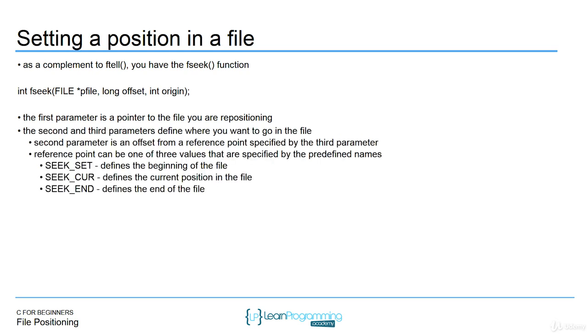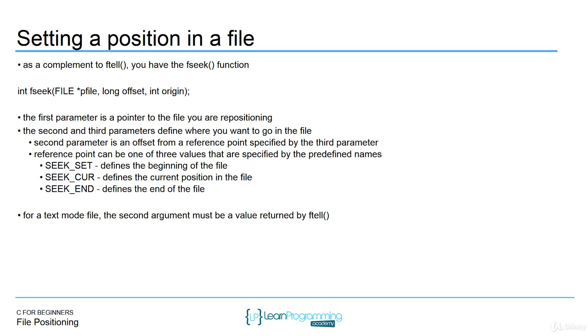The second and third parameters define where you want to go in the file. The second parameter is an offset, and the reference point is specified by the third parameter. The reference point can be one of three values specified by the predefined names: SEEK_SET, SEEK_CUR, and SEEK_END. SEEK_SET defines the beginning of the file, SEEK_CUR defines the current position in the file, and SEEK_END defines the end of the file.